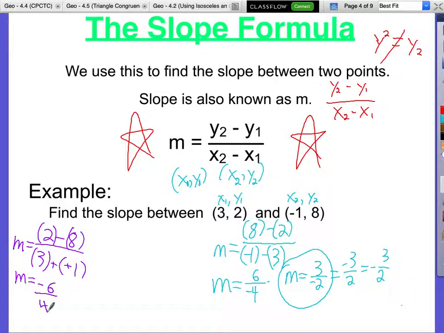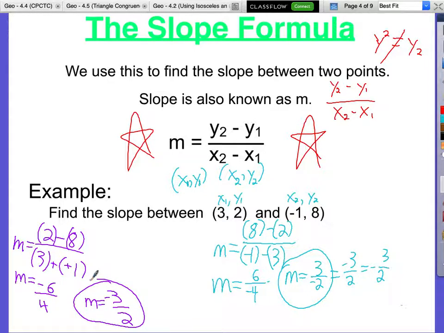Peyton, what does negative 6 over 4 simplify to? What about 3 over 2? Negative. A negative 3 over 2. Did we get the same slope either way? Yeah, so it doesn't matter which one you do first. No, it doesn't. What does matter is that we don't mix up our x's and y's. So if we put 8 first, we put our second y first, we have to put our second x first. If we put 2 first, our first y first, we have to put 3 first.